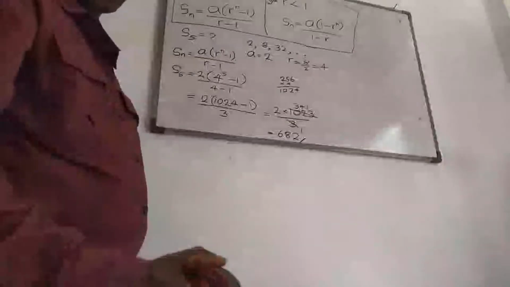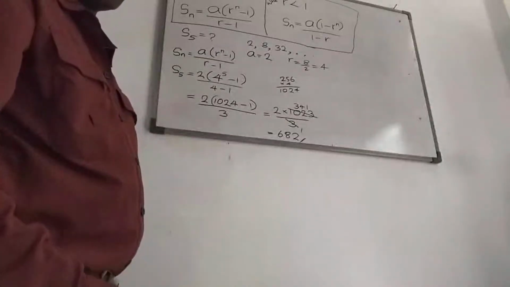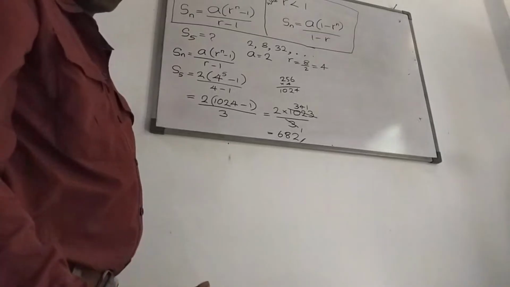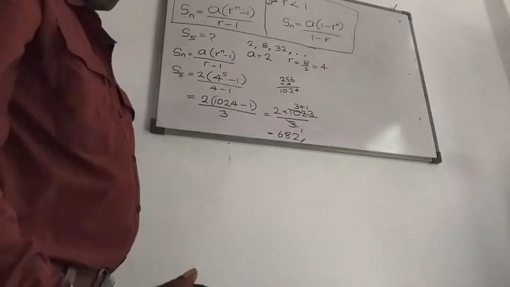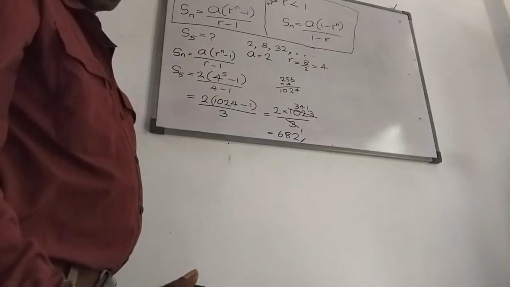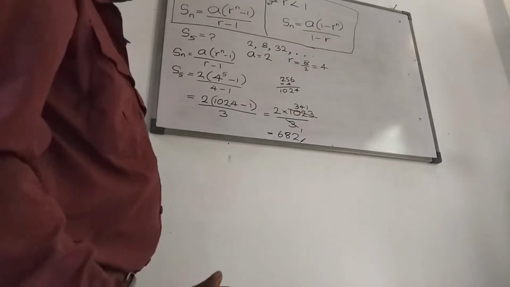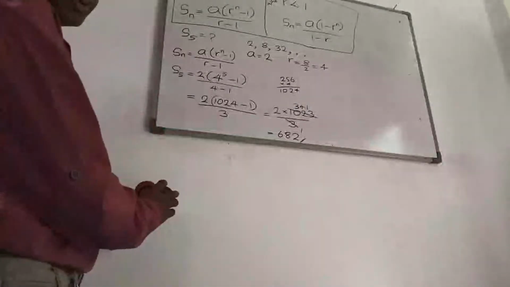16.4 in our textbook, page 134. The sum of first 6 terms of a geometric progression. Okay, I will do the fifth question.